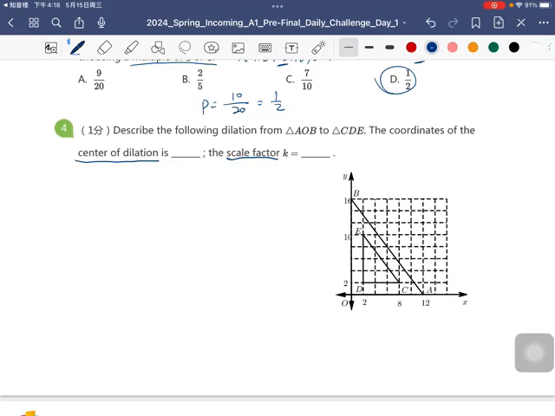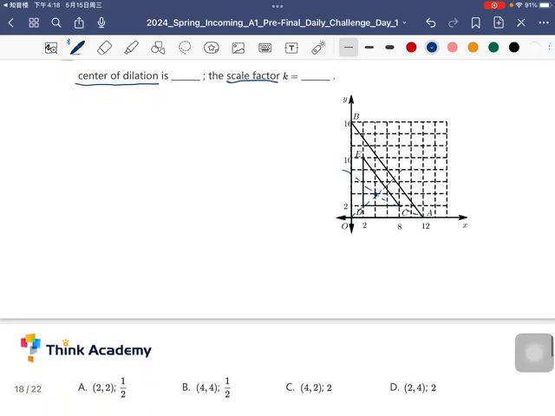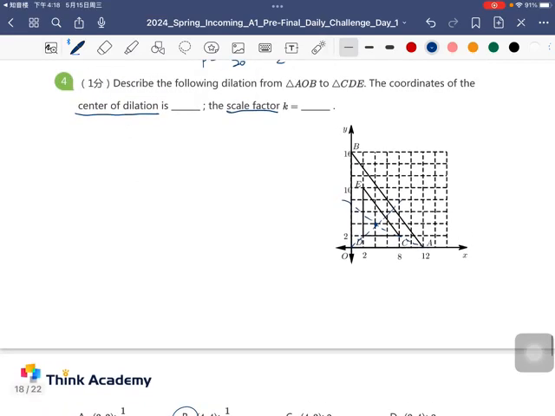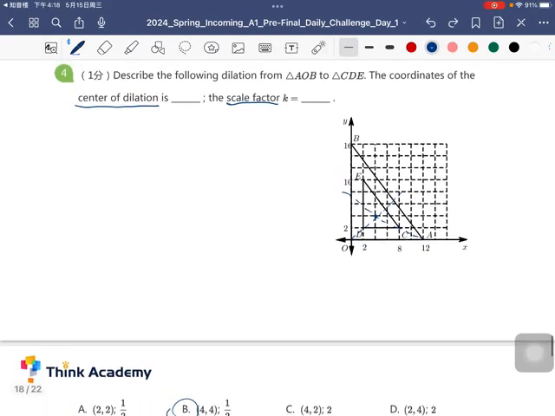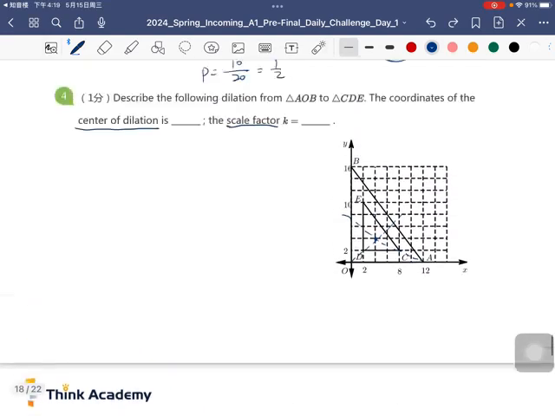The way to find the center of dilation is to connect the corresponding vertices, okay? And if you connect 2, you start to see the intersection, okay? So this particular intersection here is going to be the center of dilation, which we can read as 4 and 4, right? 4 and 4, and that's going to help you find the answer already. But if you think about it, the image is getting smaller, right? So it's going to be 1/2, which is the scale factor K, okay?